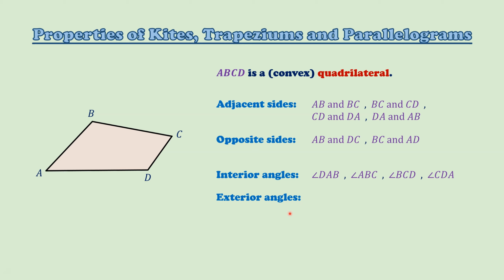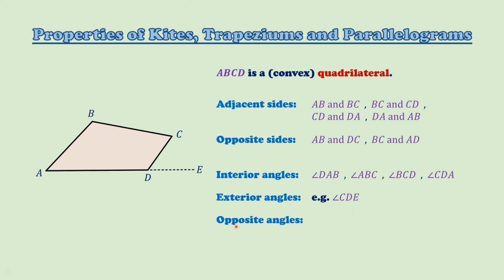Just like the exterior angles of a triangle, to obtain an exterior angle in a quadrilateral, we should extend one of the sides. For example, we can extend AD to point E, so the exterior angle is angle CDE. This is just one of the exterior angles. In a quadrilateral, there are altogether 8 exterior angles.